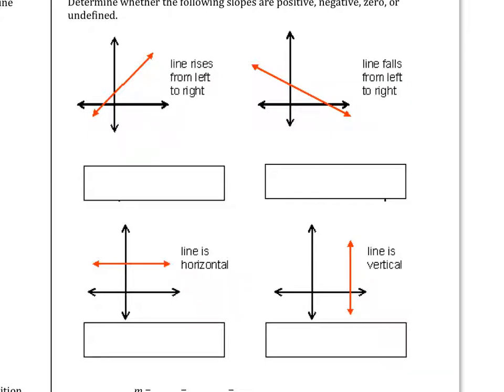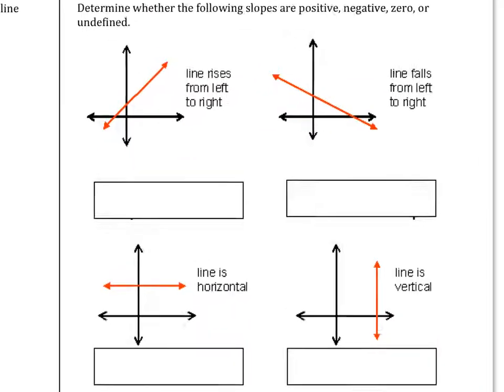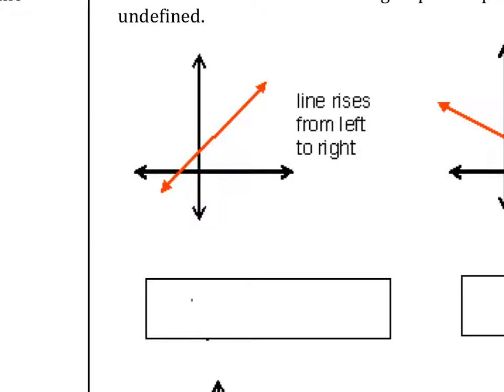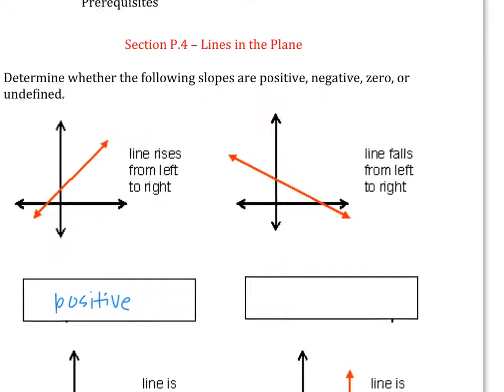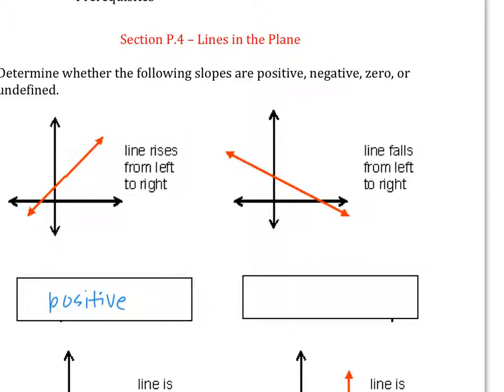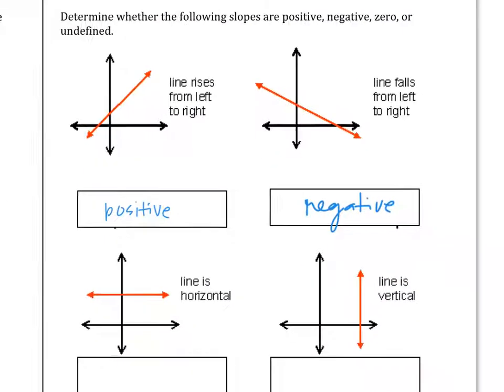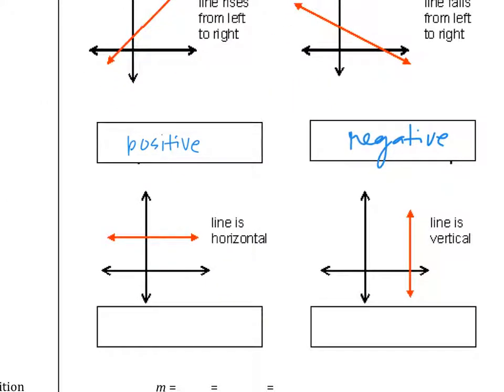All right, let's start on the left-hand side this time. Okay, Eunice, this first one, positive. Okay, Aaron, this next one, negative. Iris, this bottom left, 0. And then last one, Penny. Yeah, undefined.